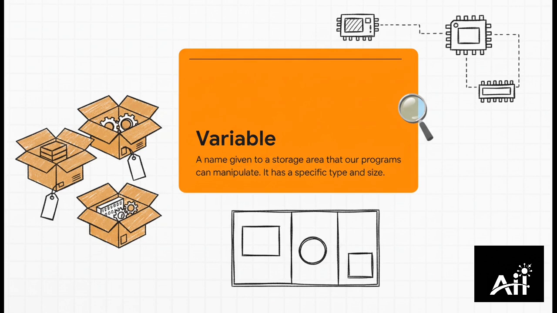So really, that's all a variable is. It's just a labeled box in the computer's memory. You give the box a name, like user age or total score. You tell the computer what kind of stuff is going to go in the box. In our case, int for integer or a whole number, and then you pop a value in there. That's it, a named spot to hold some data.